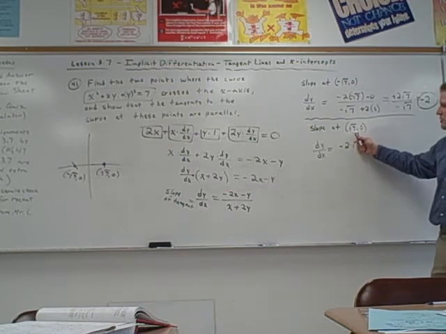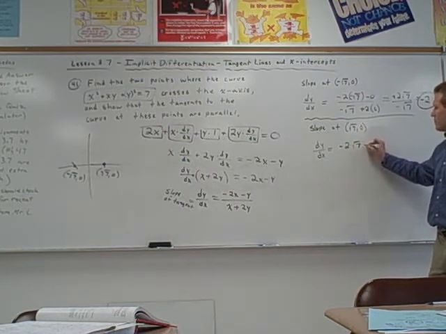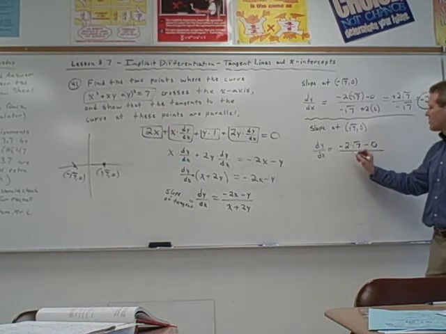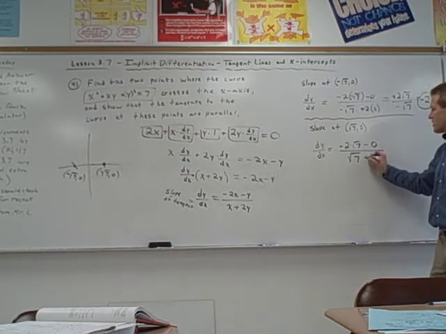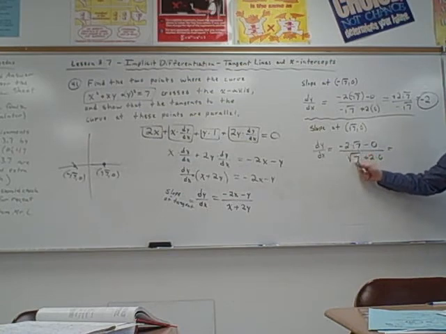Now let's go back into the second slope I'm trying to find. Plug in positive square root of 7 for x, and for y, put in 0 again. And you're going to get negative 2 square root of 7 over square root of 7. Those will cancel. I'll get negative 2 for a slope.